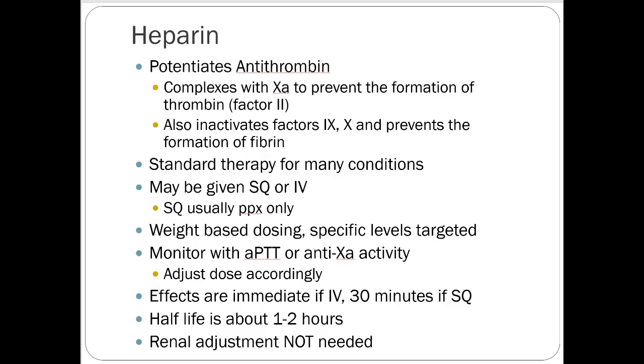Heparin's very quick. It's basically immediate onset if IV, which is nice. It's a fast-acting anticoagulant. If you give a sub-Q injection, it's about 30 minutes. Half-life's about 1 to 2 hours. So if you overdo your heparin, you can not only reverse it with a drug called protamine, which we'll talk about, but it also doesn't have a long half-life. So your bleeding risk is a lot lower than if you gave somebody something like warfarin, which lasts several days in the body. And renal adjustment's not needed for heparin. So for your renal patients, this is a nice drug.